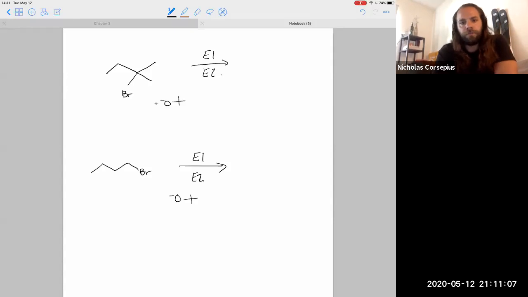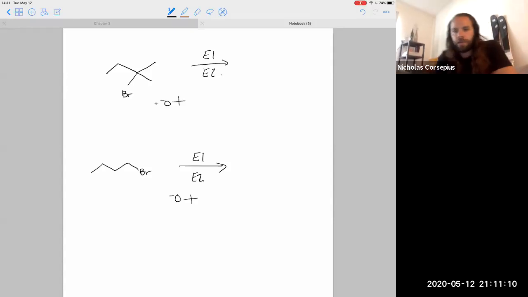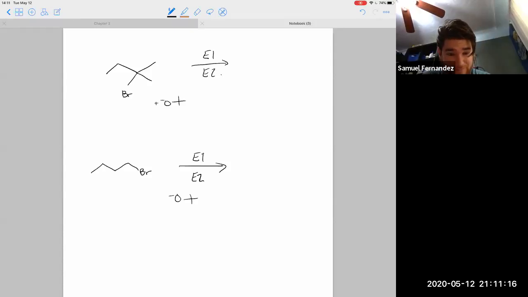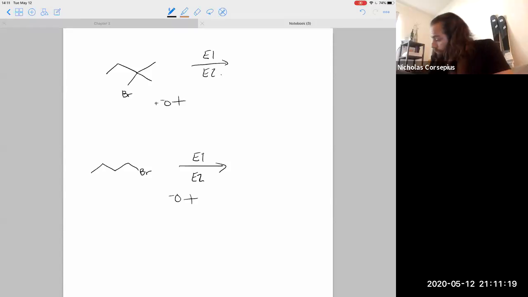All right, so first of all, E1, E2, what the heck am I talking about there? How many steps it takes, right? Yeah, the question is does this happen in one step, where the leaving group gets kicked off at the same time as our alkene is forming, or does it happen in 2 steps, right? The 1 and the 2, though, aren't the number of steps. The 1 and the 2 are the number of reactants that are involved in the rate limiting step. So E1 is the 2-step process, E2 is 1 step.